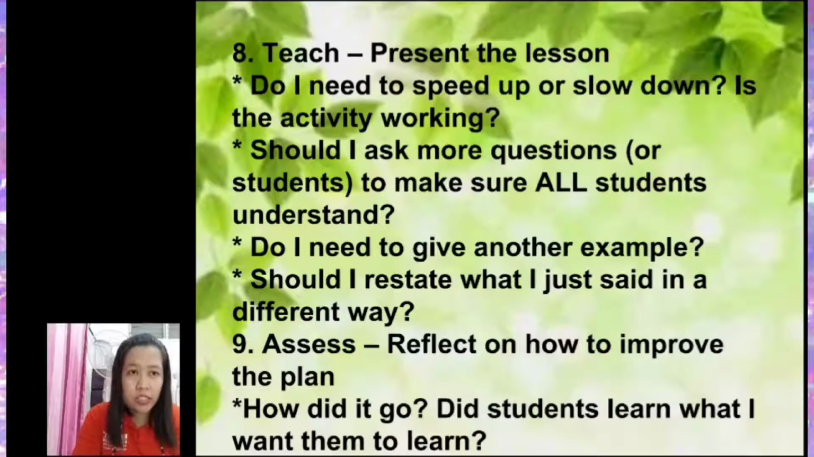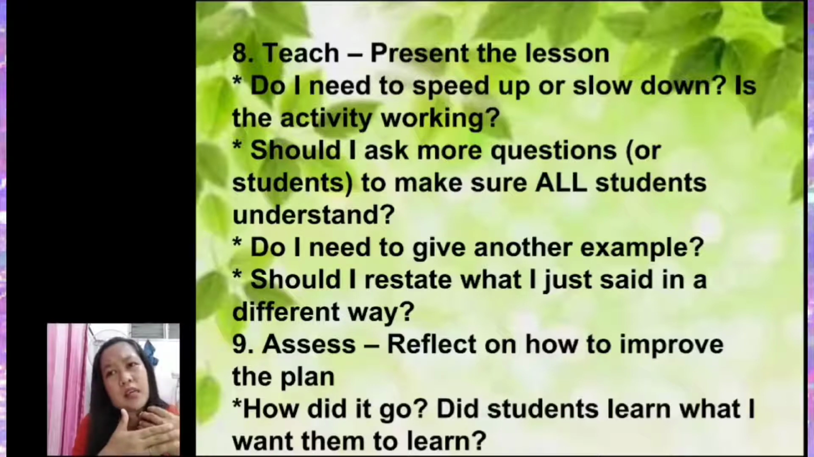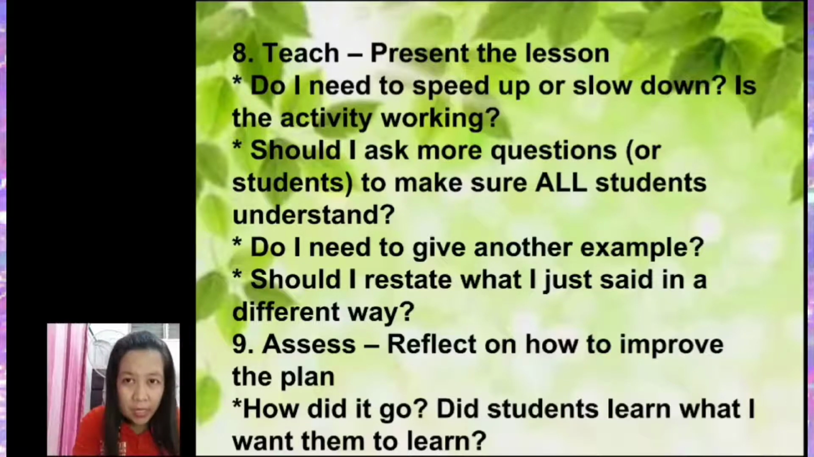Should I restate what I just said in a different way? When you're teaching, you're not going to use terms that are hard for them to understand. As much as possible, you're going to use words that are really related to them. Because if you use words that are not related to them, it's hard for them to understand.